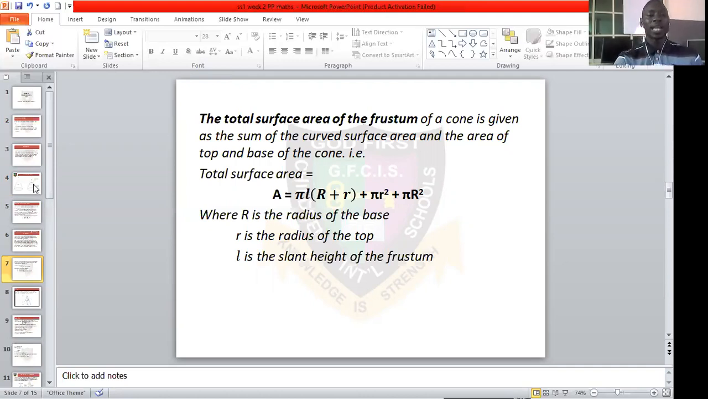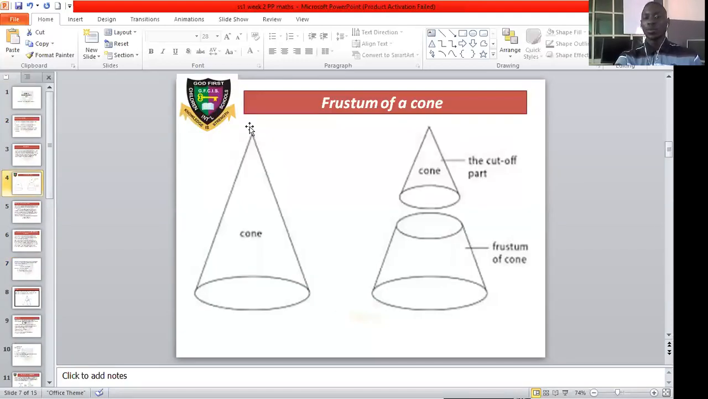I would like to take the diagram again. You can follow the cursor. This is the slant height. This is the area of the base, while this is the area of the top. This is the height of the smaller cone here, and this is the height of the whole cone, while measuring from here to down here is the height of the frustum. I believe we understand now.